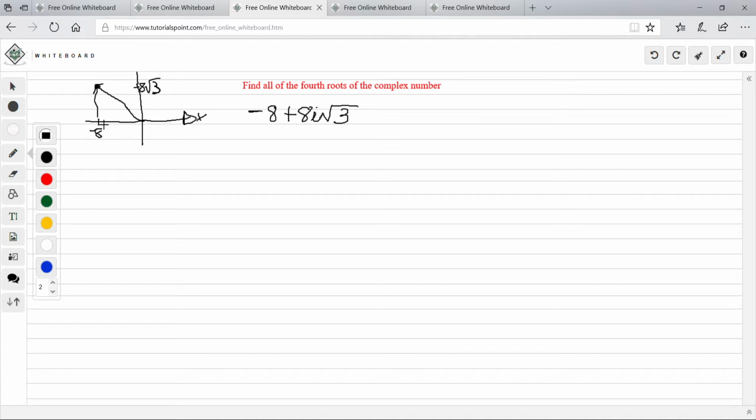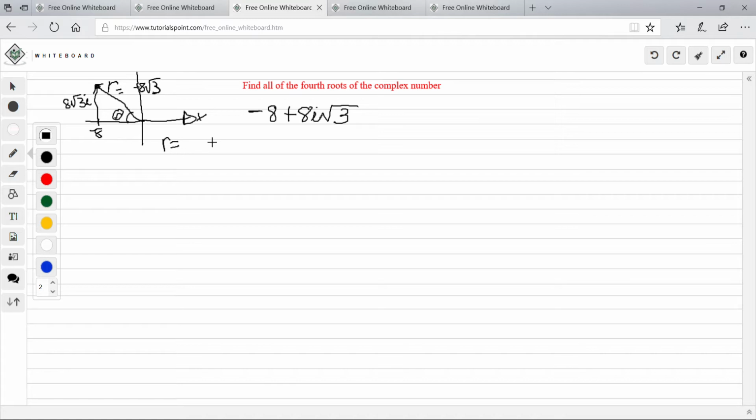We could draw the triangle. So our x is negative 8, and our y is positive 8 root 3 i. We have to find our theta and our radius. First, let's find the radius because it's the easiest.